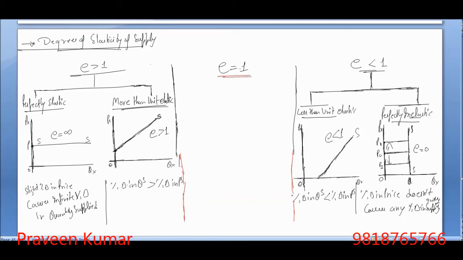Now we'll come to elasticity equal to 1. In this case, the supply curve originates from the origin.